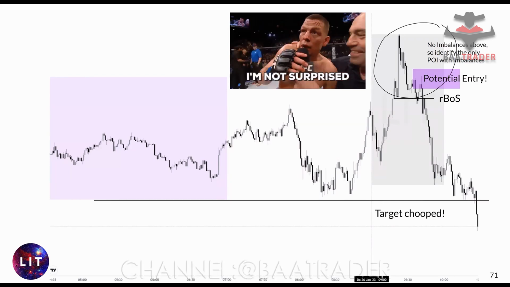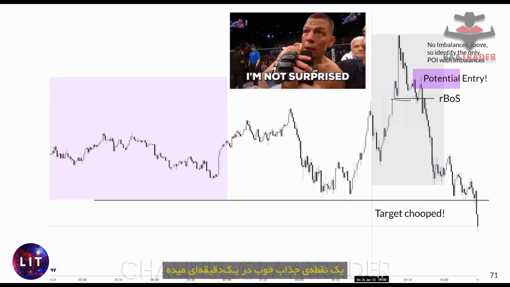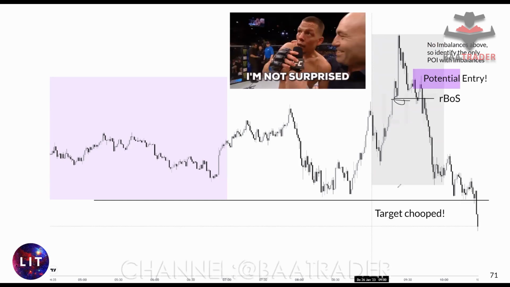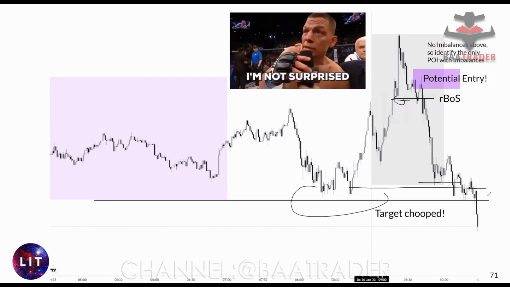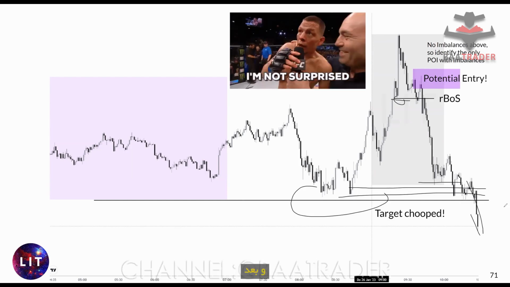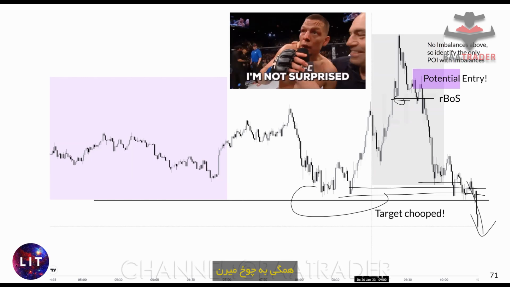It gave a nice point of interest on the M1 after the M1 relevant break of structure. The target was very clear, with faked smart money reactions. It gives you confidence to hold even more, and then they all get tubed.